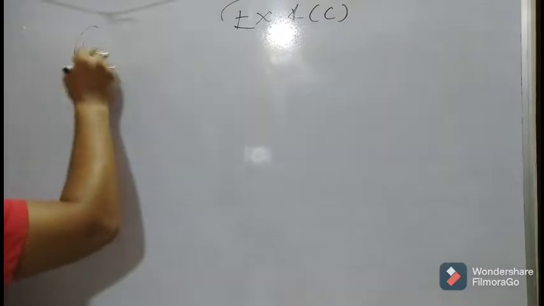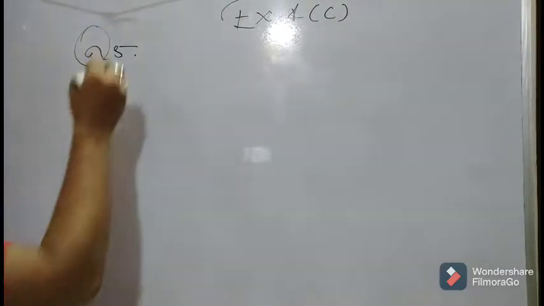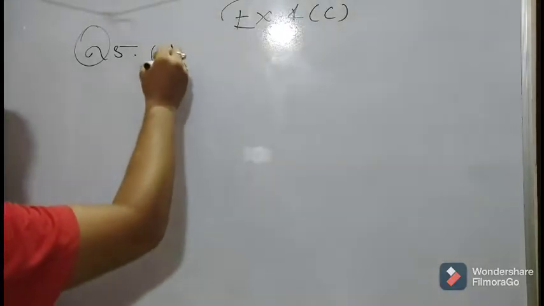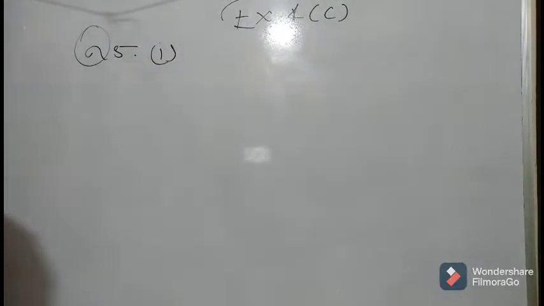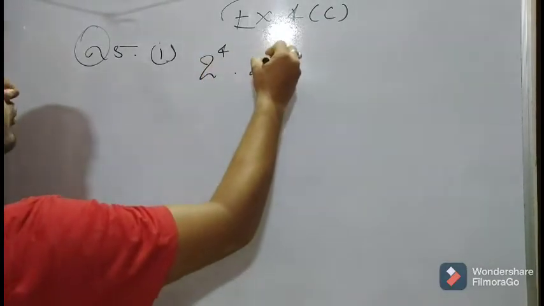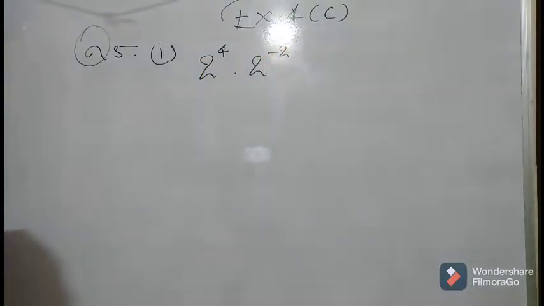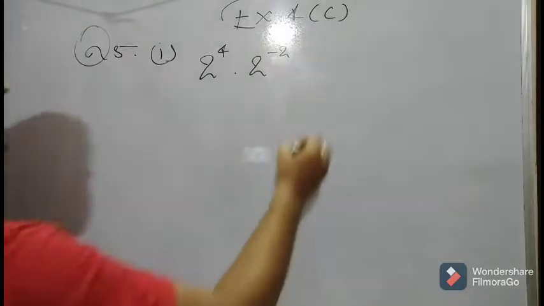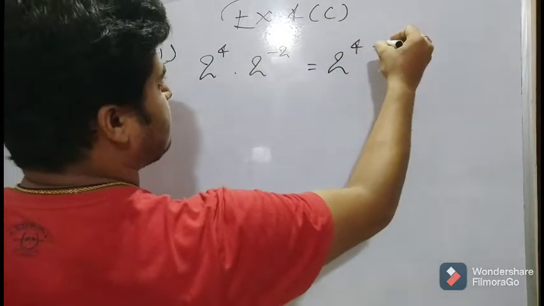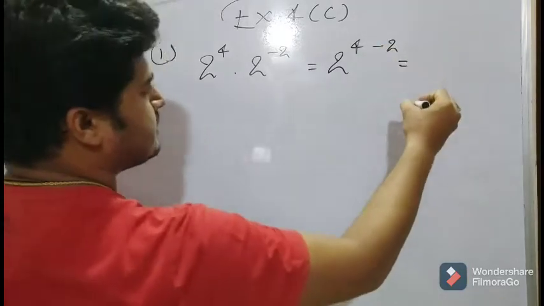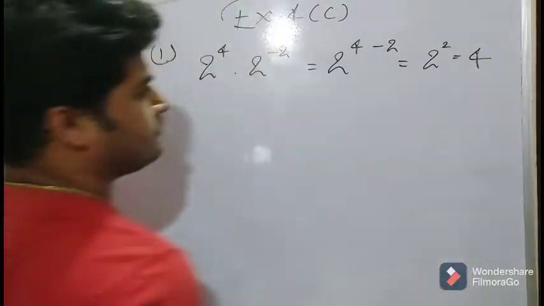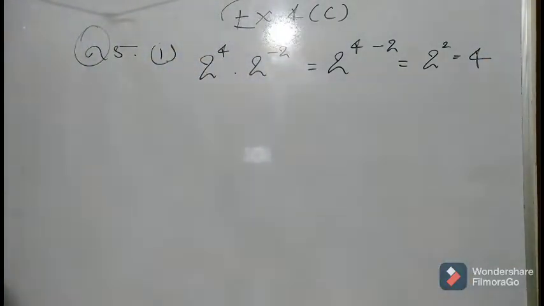Let us see question number 5. Question number 5 is saying simplify 2 to the power 4 multiplied by 2 to the power minus 2. So in multiplication the power gets added. 2 to the power 4 plus minus 2, plus minus will become minus. So 2 to the power 2, that is 4. 4 will be the answer.